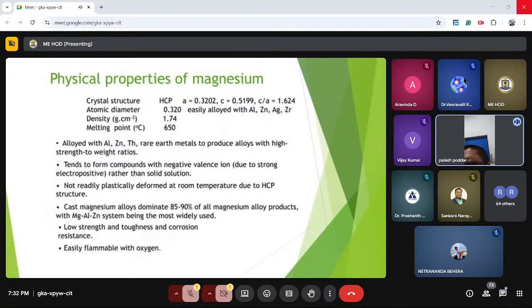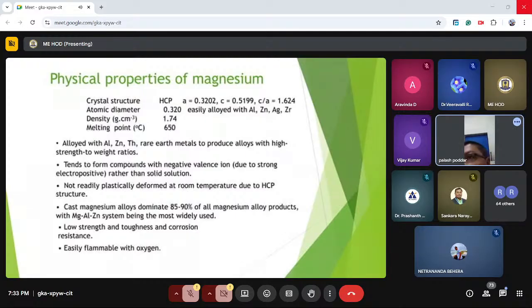The solid solution. What is a solid solution? A solid solution is a homogeneous solution of more than one or two alloying elements in a crystalline solid that forms a single phase of material. That is called a solid solution. A solid solution can be of two types: basically, interstitial solid solution or substitutional solid solution. Interstitial solid solution, you can see here.